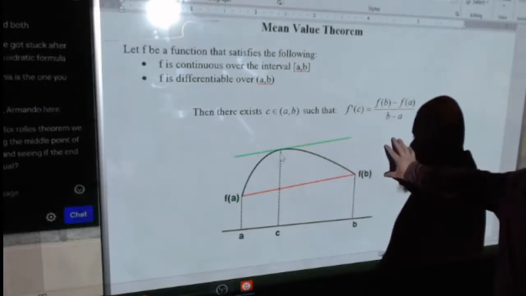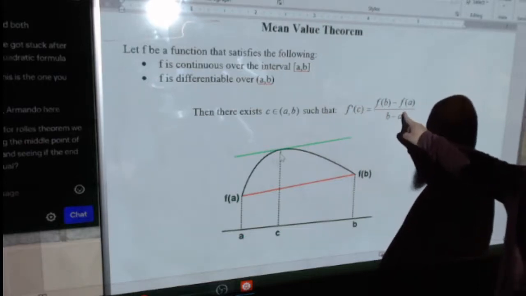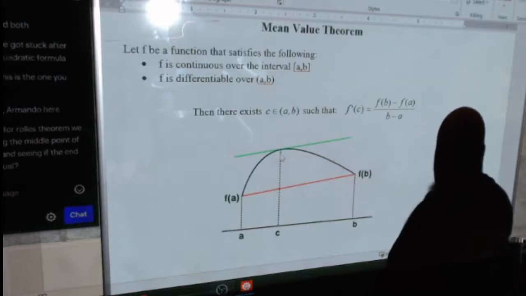For the mean value theorem, we're looking for the derivative that equals the slope of the endpoints. So let me demonstrate.